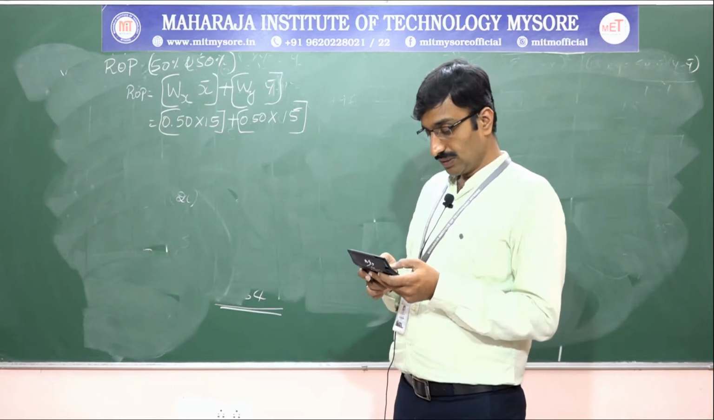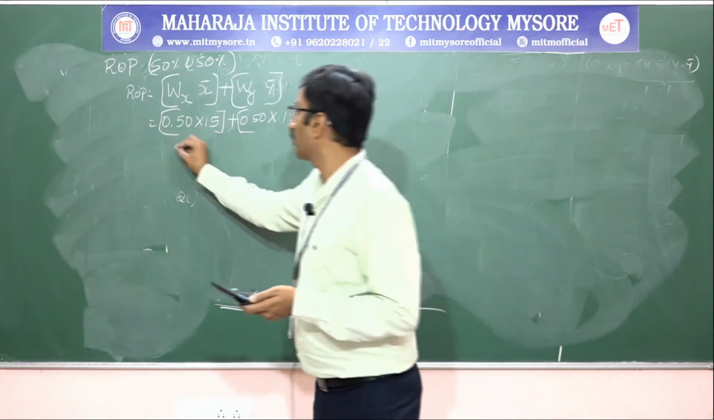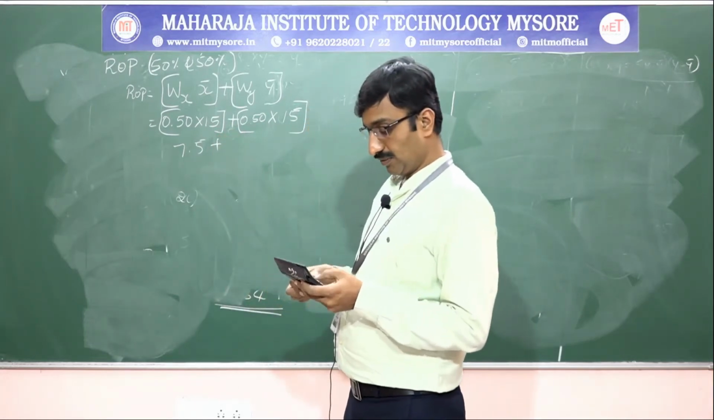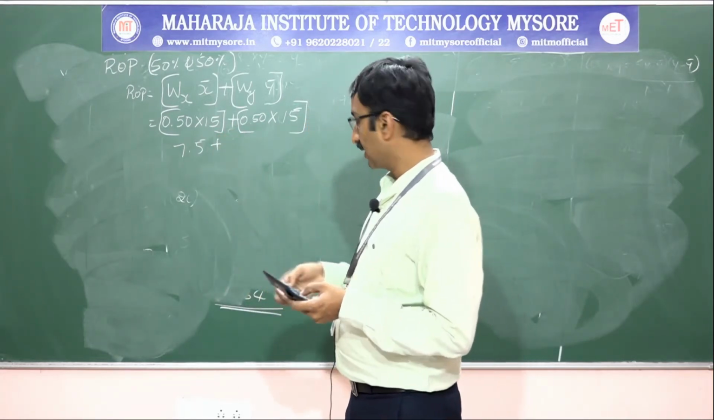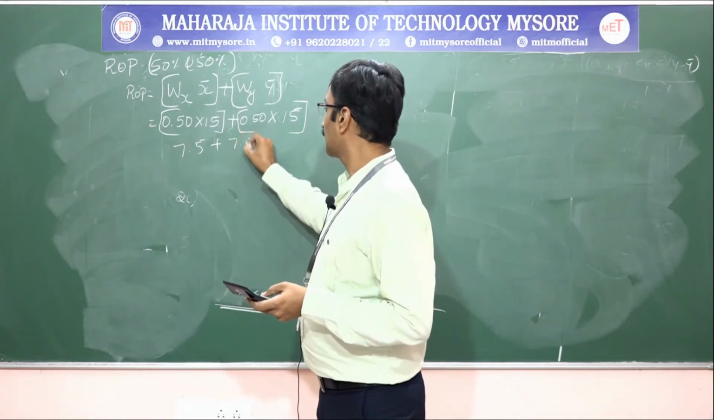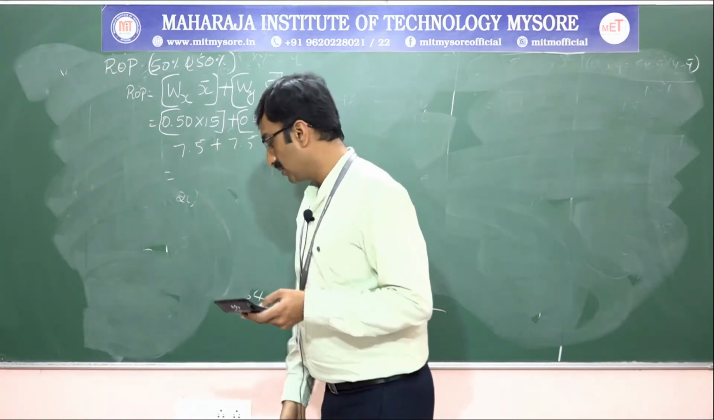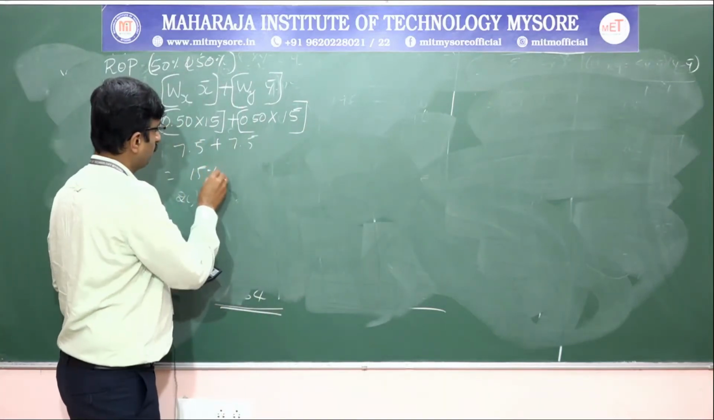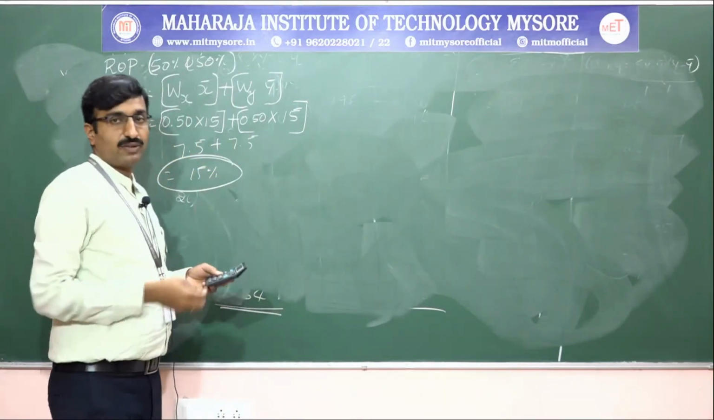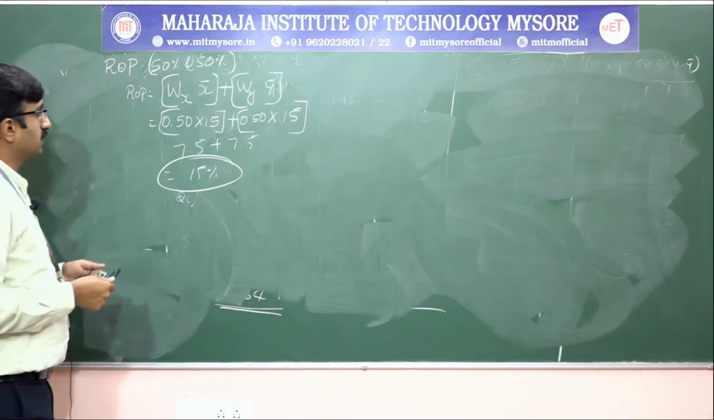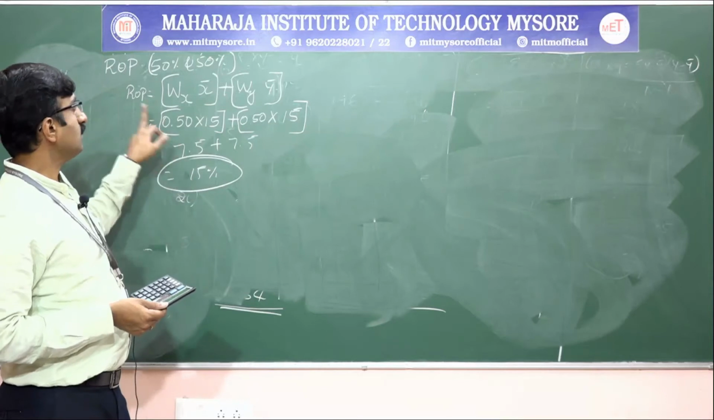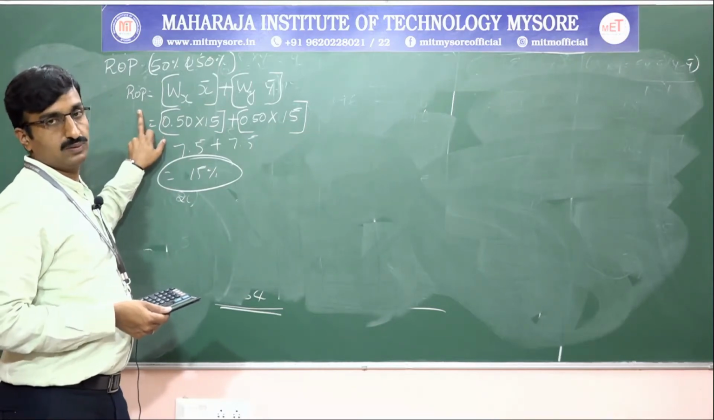0.50 into 15 is 7.5, plus 0.50 into 15, same 7.5. Together, how much is it? 15. It is 15%. Put together it is 15%. This is the calculation of return on portfolio.